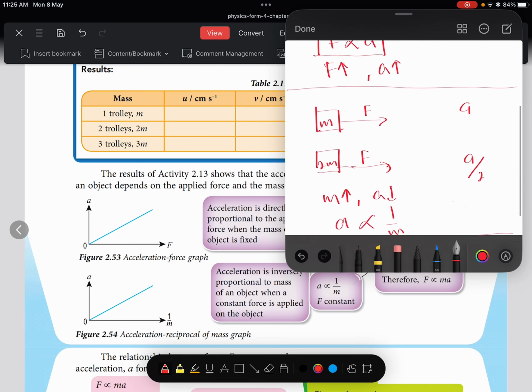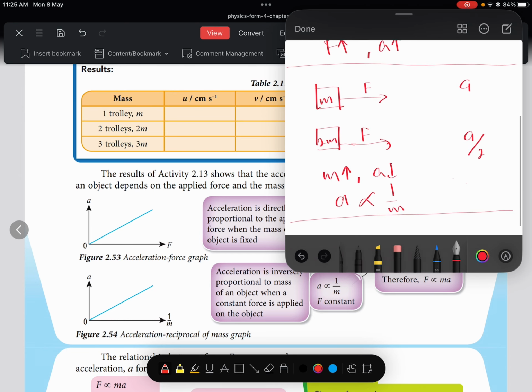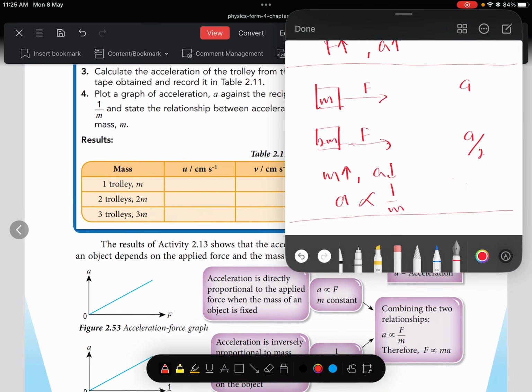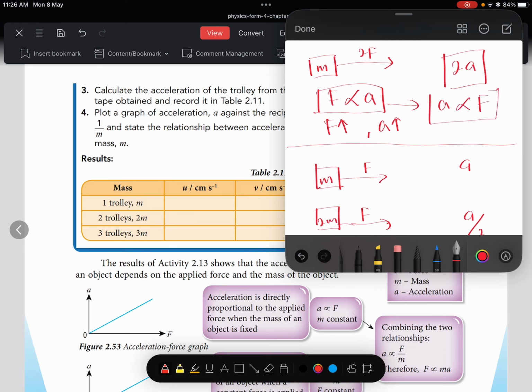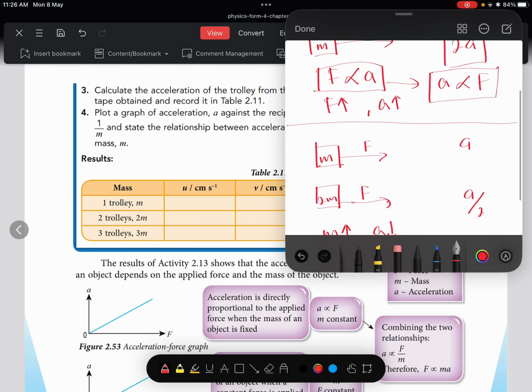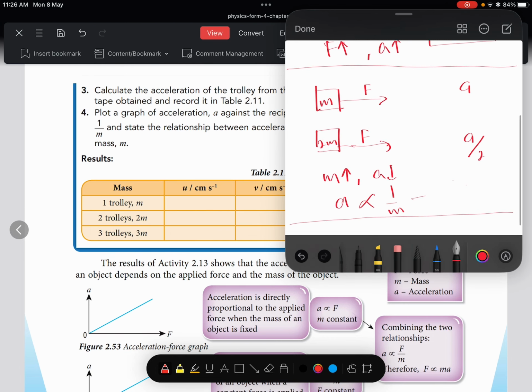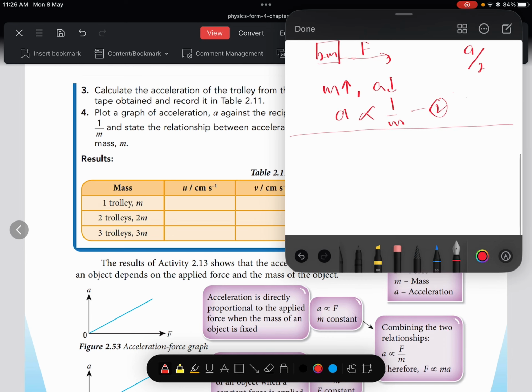For the first situation, you can also write a is directly proportional to F. So this is the first relationship, and this is the second relationship. When we combine the relationships, we use the sign directly proportional: a is directly proportional to F, but inversely proportional to mass.